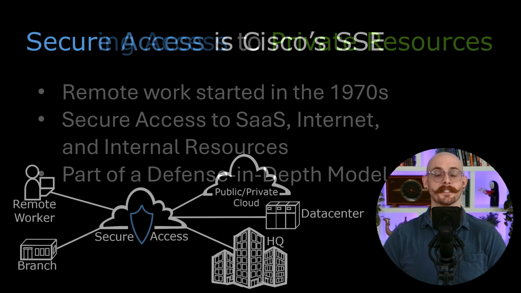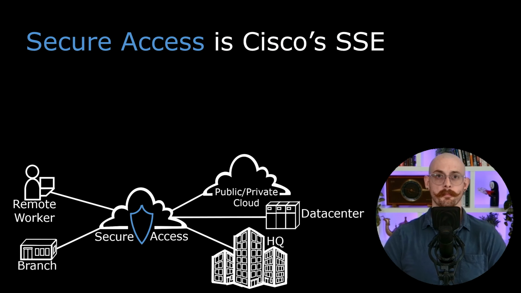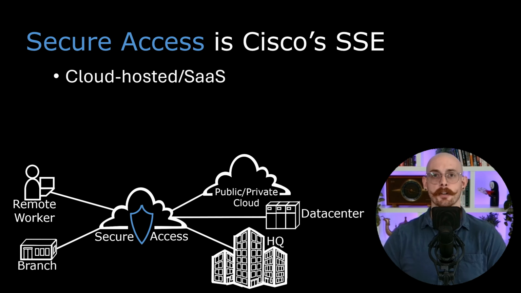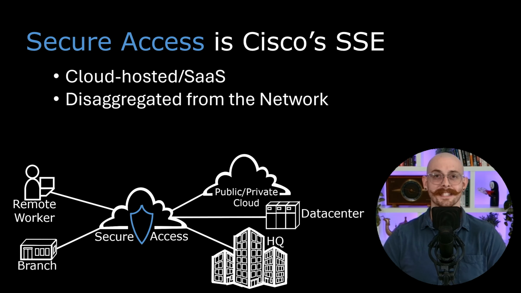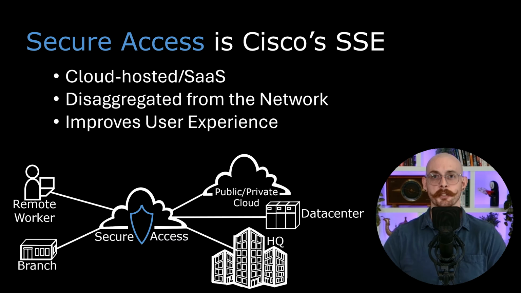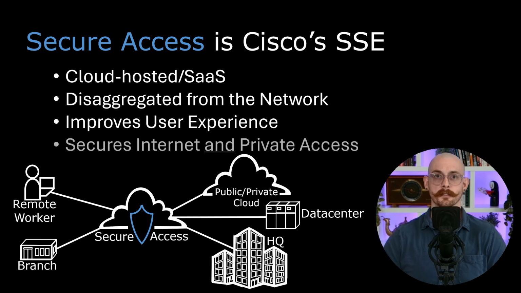Cisco Secure Access is Cisco's Security Services Edge solution. SSE was defined by Gartner in 2021 and is essentially a cloud-hosted security service. Disaggregated from the underlying network architecture, SSE secures access to the web, cloud services, and private applications, all while providing a better user experience, regardless of the user or the data's location. Cisco Secure Access provides two main use cases, securing internet access and securing access to internal resources. Today I'll be talking about how Secure Access can secure private access.